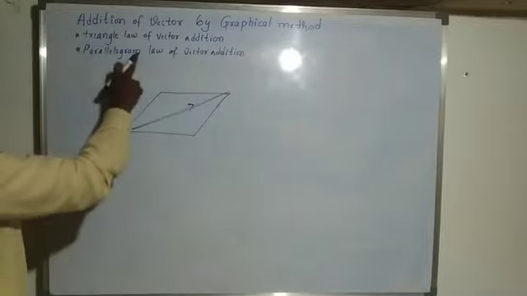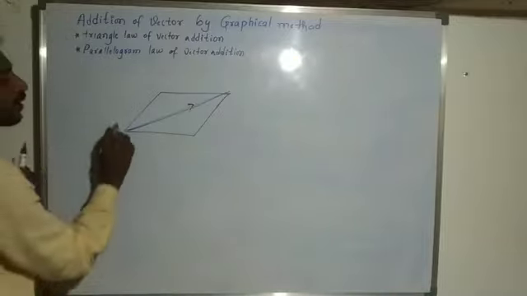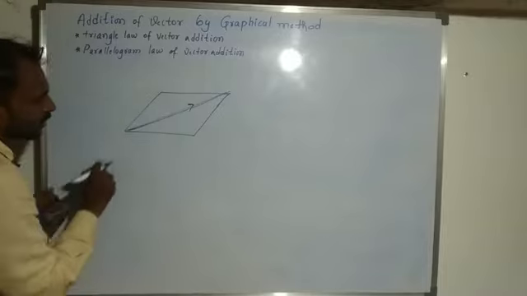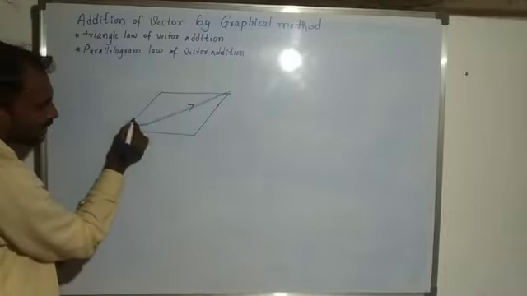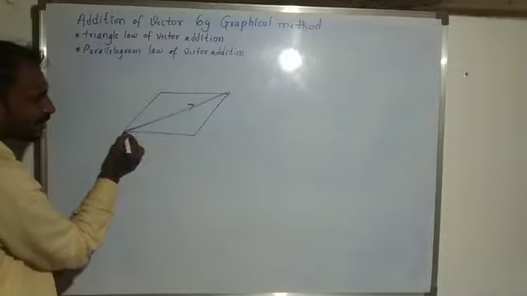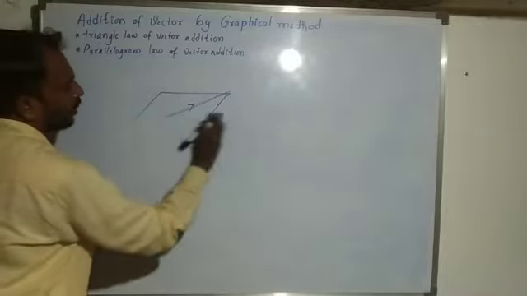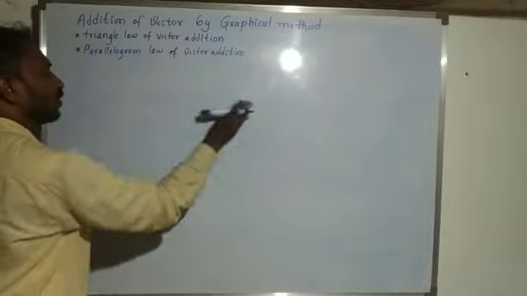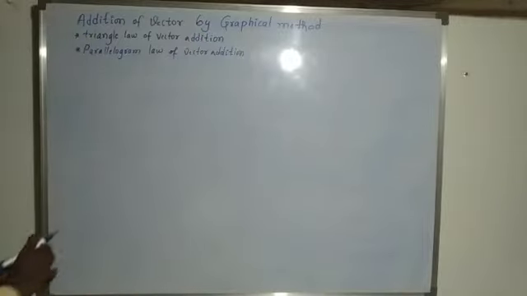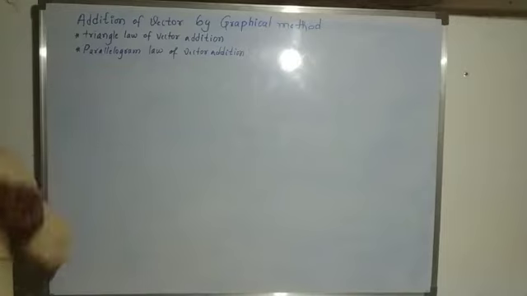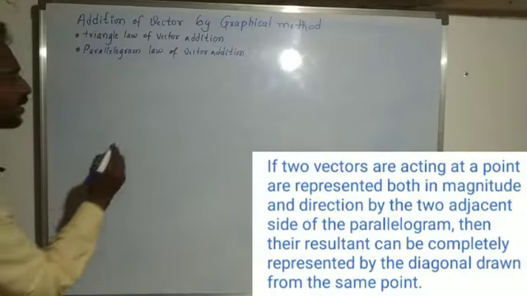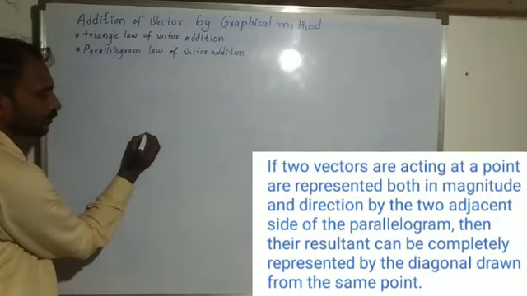Okay, parallelogram law of vector addition. It means these two we consider adjacent sides, and this one is a diagonal. Here, in the parallelogram law of vector addition, first, this one is a point.